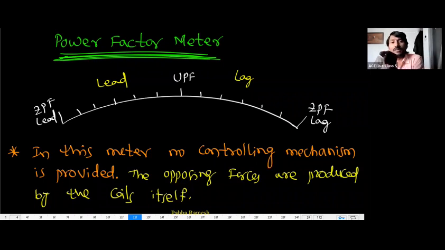Which of the following meters is not provided with a controlling mechanism? I'm repeating, controlling is not there, means which one here? Spring type controlling is not there, meaning the moving back to zero position is not there. But here, the opposing force will be produced by the coils themselves. By the coils only the opposing force is produced. This is a very important point.